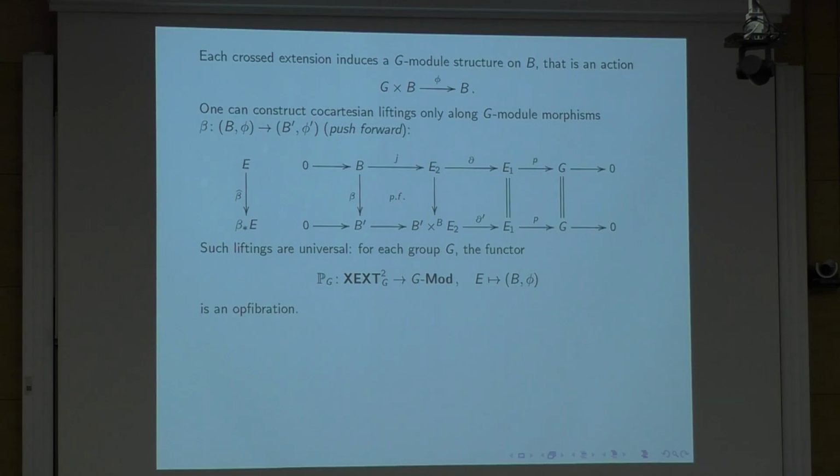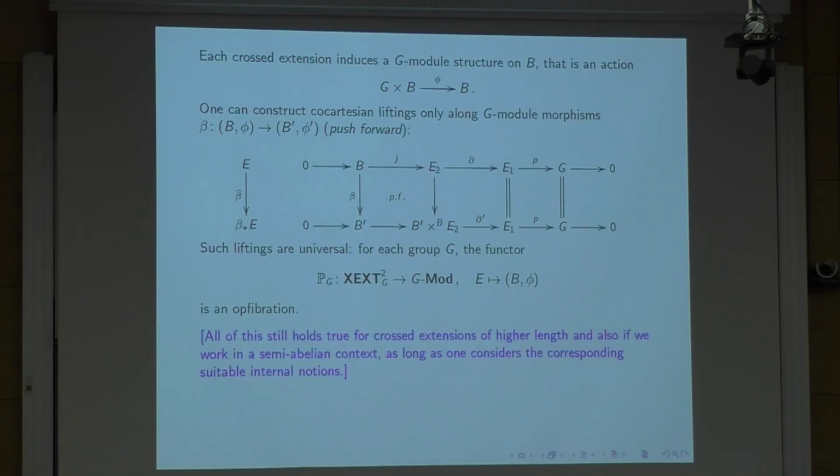So you have to fix the group G. And you have this P_G from those crossed extensions with fixed co-kernel G into the category of G modules, which associates with an extension the G module B. And this is an opfibration.